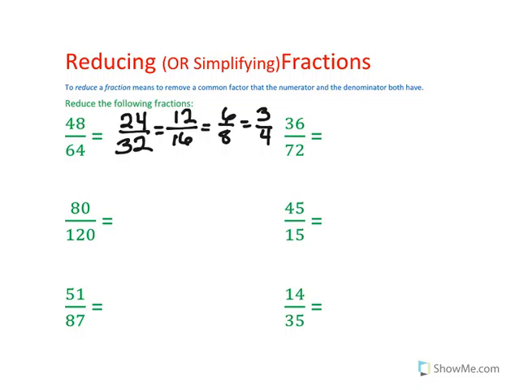Now you can aim big if you want. Think of your greatest common factor and divide that. You don't have to take baby steps and keep dividing by 2. Do it any way you want. Just be careful that you don't make a careless mistake.